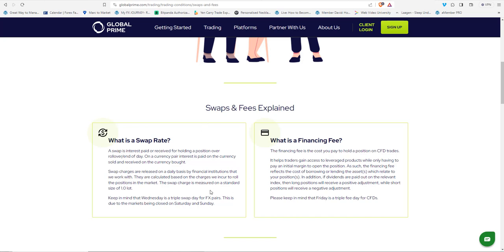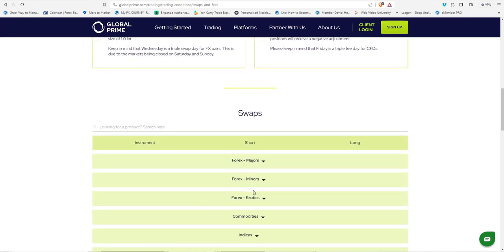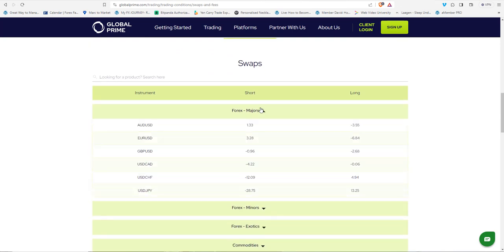The swap is measured on one lot. Also, what you need to bear in mind is that Wednesday is a triple swap day for FX pairs, and this is because the markets are closed on Saturday and Sunday. Now, you can look at the majors here. Longing the majors is different from shorting the majors.